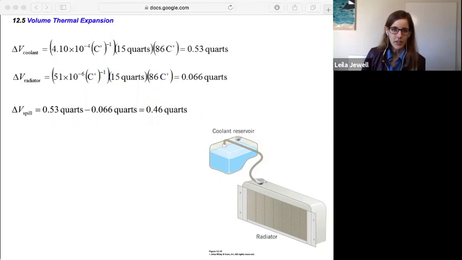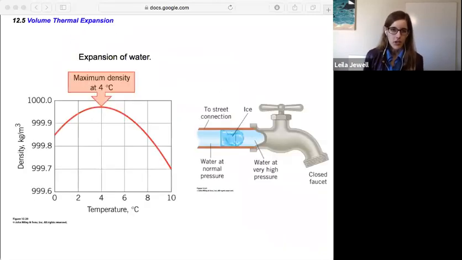All right, one other really important application of volume thermal expansion is with water. Water, it turns out, is pretty strange in how it expands, because like most liquids, it does expand as it gets warmer, but as it gets cooler, it only contracts to a point. At 4 degrees Celsius, water reaches its maximum density. That's as much as it contracts. And then if you keep cooling water, it actually starts to expand, right? The density goes down because the volume is going up. It's not a huge effect, but it's significant.